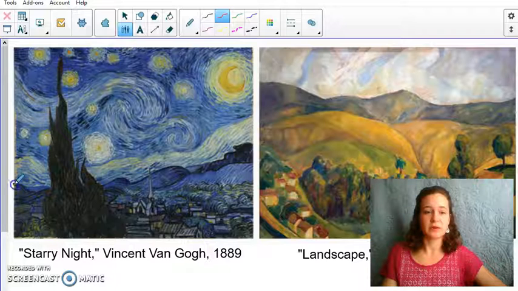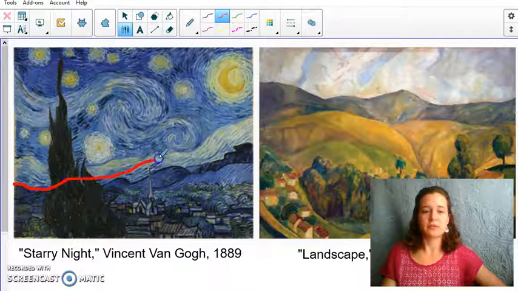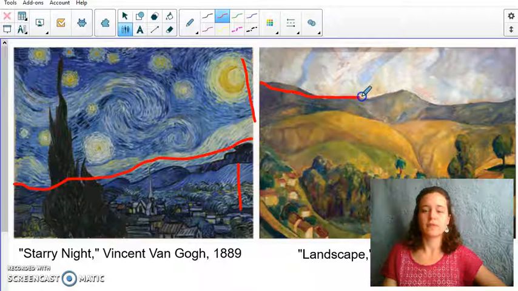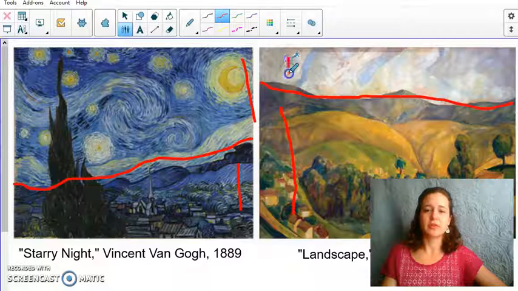draw on the piece to compare a similarity between the two. So notice that the rule of thirds is used. This one has 2/3 sky, 1/3 ground. Over here, rule of thirds is also used. We have 2/3 ground and 1/3 sky.